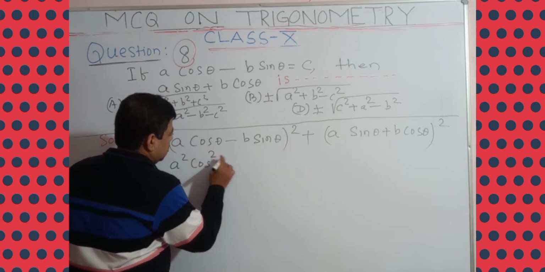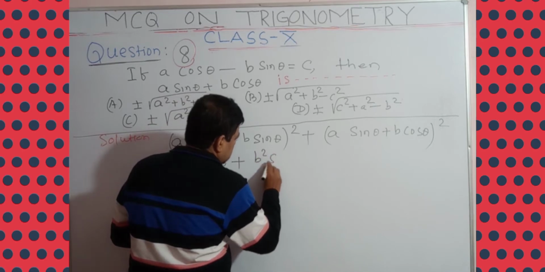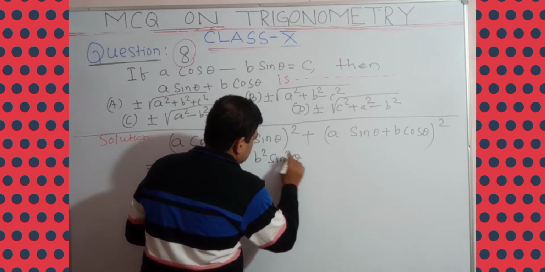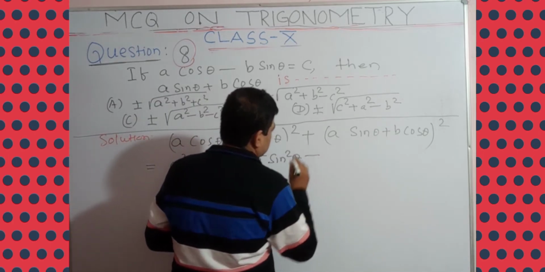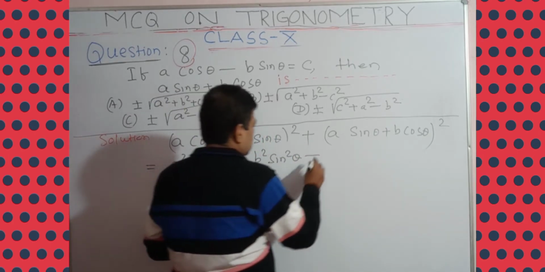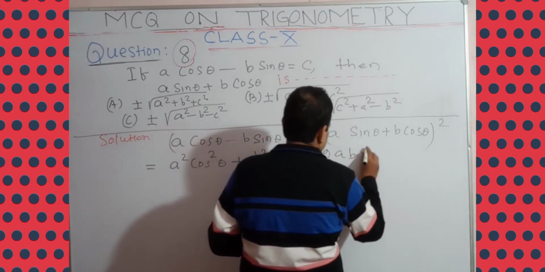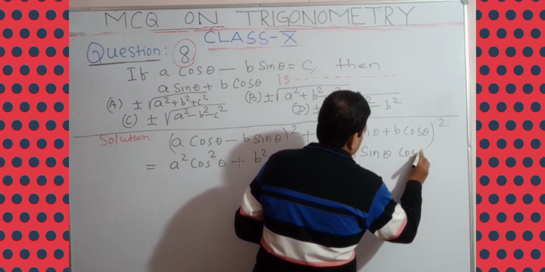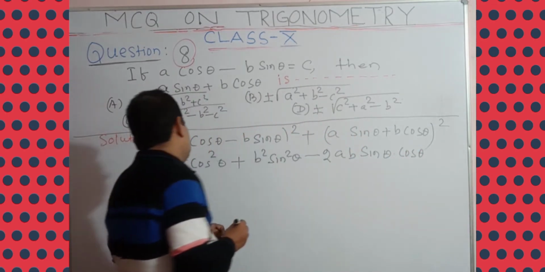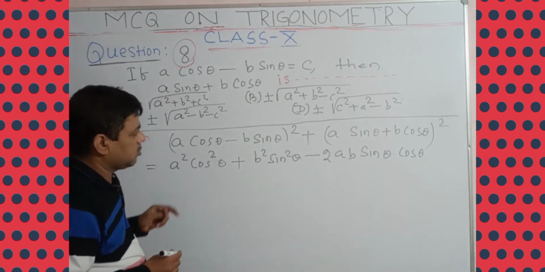Yes, plus similarly b square sin square theta, the square of the second term. So a minus b whole square will be minus 2ab, and it will be sin theta into cos theta, after using the formula a minus b whole square.